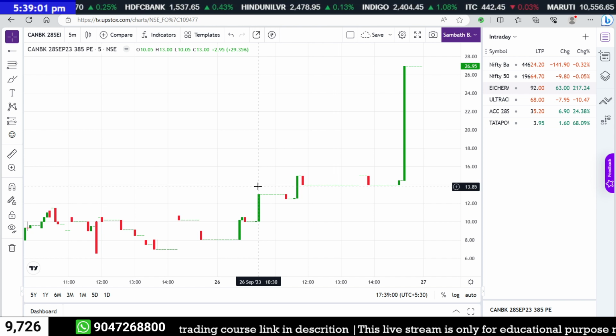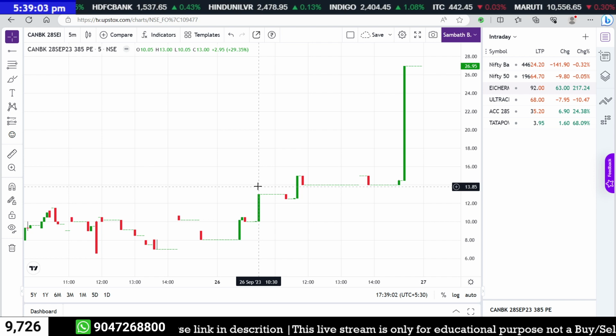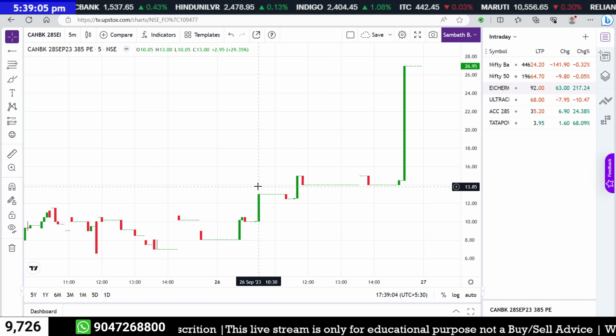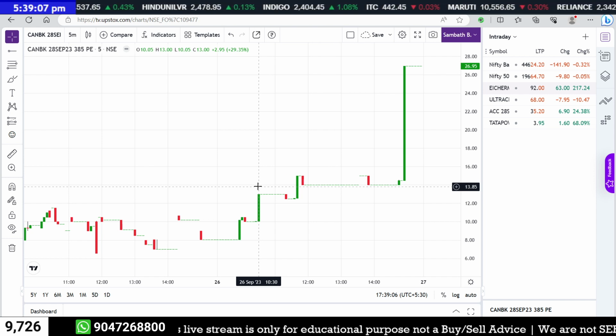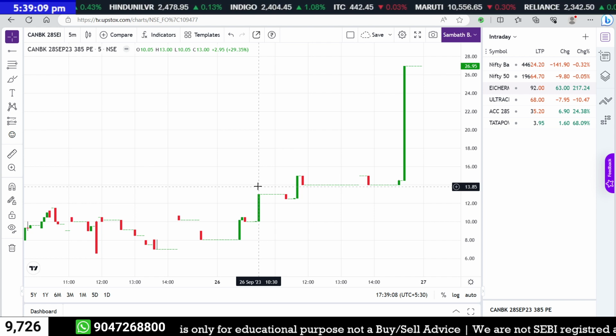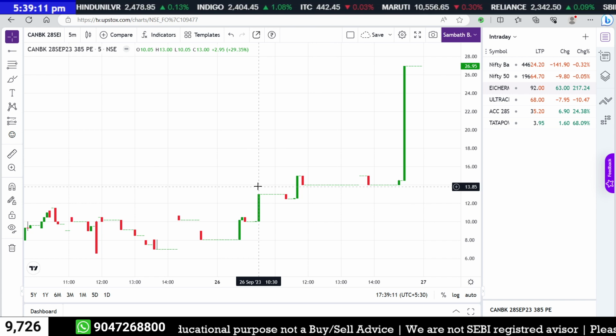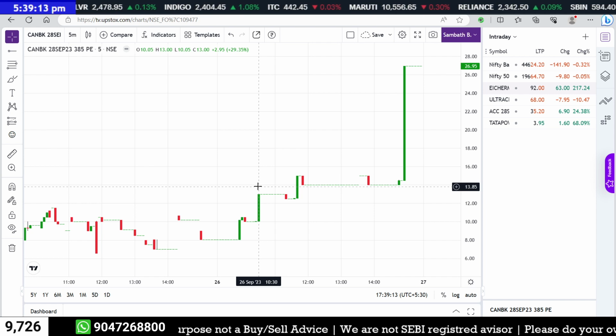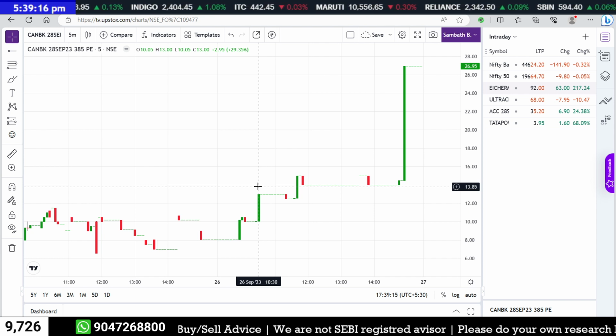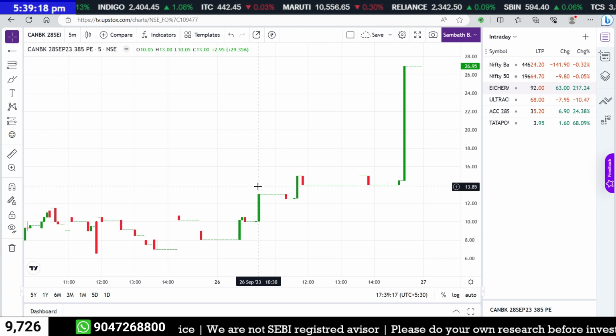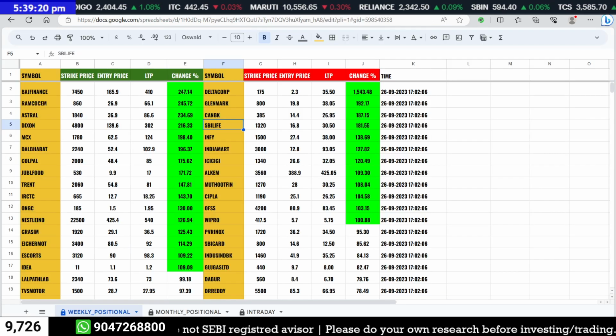In the next 2 days, the September contract is going to expire. Once the contract has expired, we are going to plan our monthly trade for next week. That next week should be around the 3rd. The 3rd of October is the starting day of the month, so we are going to plan our positional strategy.